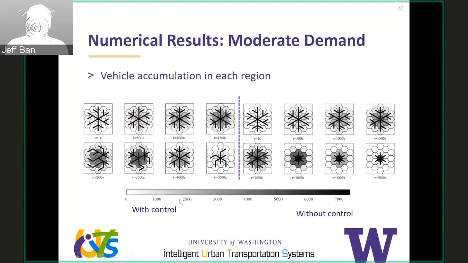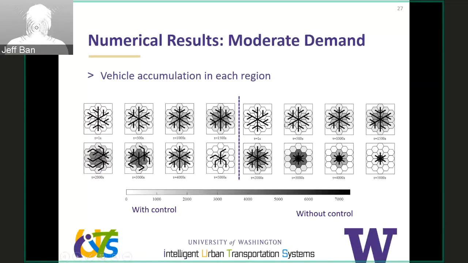This one shows the same, side by side, with control and without control. It's more about how the traffic concentration and also the route choice behavior change as time goes on. This is T at the beginning and then at the end, right? So we simulate from 1 second to 5,000 seconds, the whole entire morning commute.